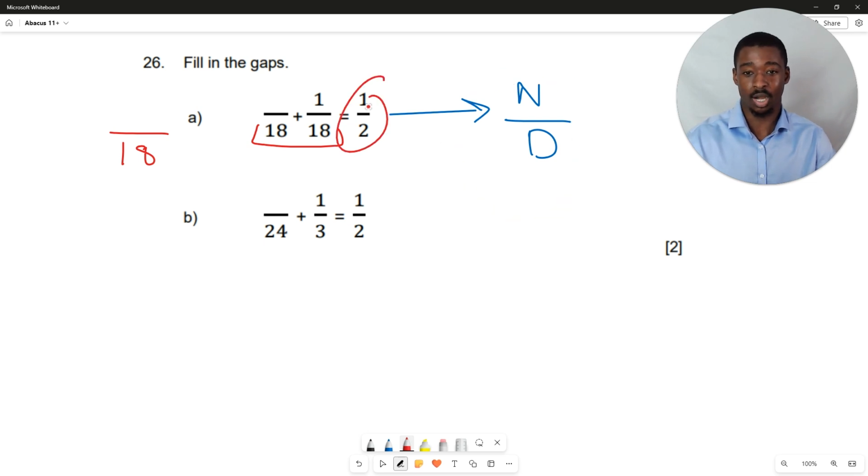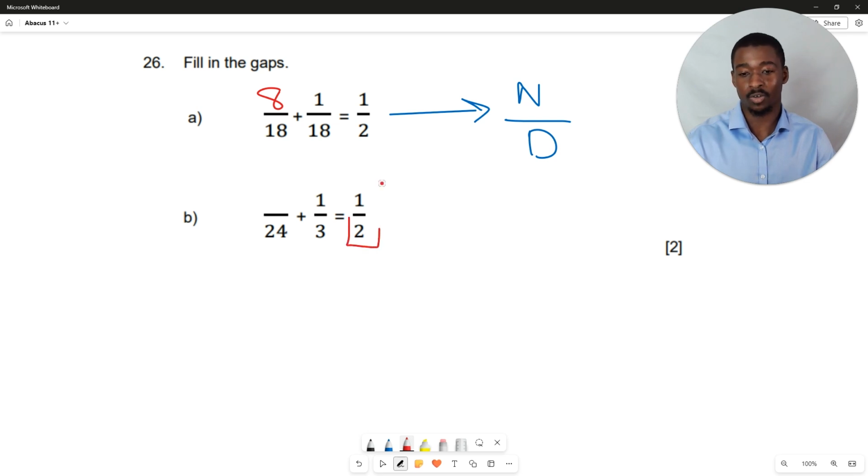If we know for it to end up as a half, the numerator has to be half the denominator. This has to be 9. And if this has to be 9, this has to be 8, because 8 plus 1 is 9. So therefore, the gap has to be 8. 8 is our answer.